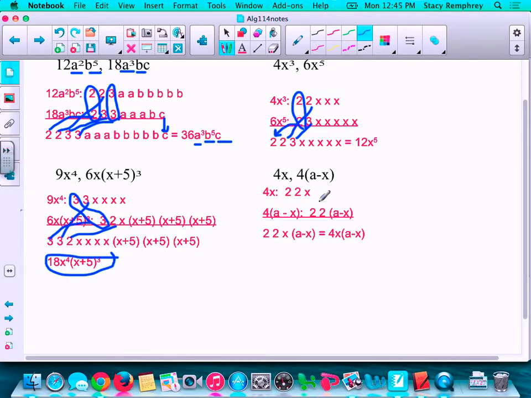Over here, I did the exact same thing. What multiplies? I had 2 common 2's. Okay, so that's where these came from. I had the x from up here. That's where the x came from. And I had this a minus x. So this is your final answer.